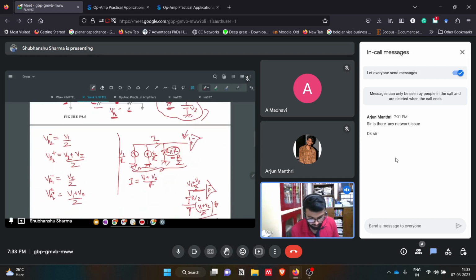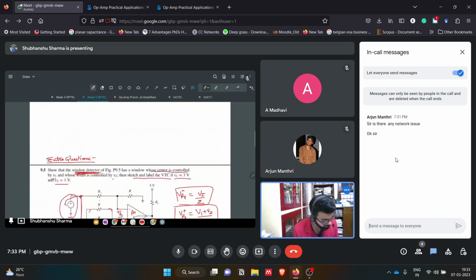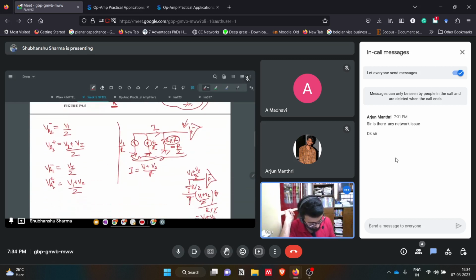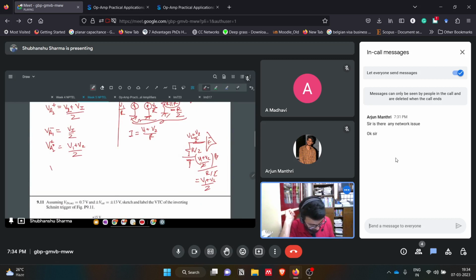Now the question is saying that we have to achieve a window whose center is controlled by V1. We have to show that for this window detector, the center is being controlled by the V1 voltage. So how will we show that? We know one thing, the output.